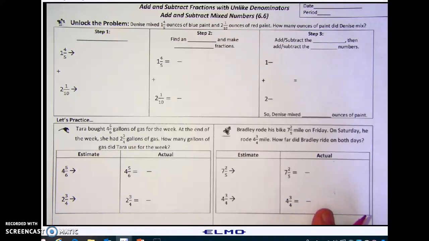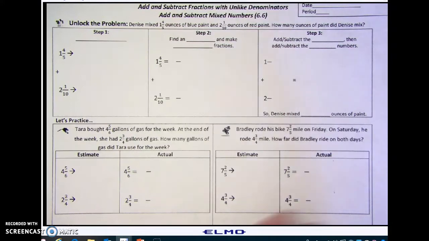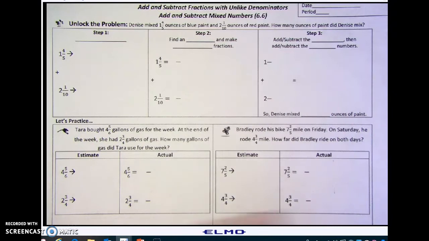All right, friends, here are our notes for this evening. Last night we talked about estimating. We talked about it also in class today. So I want to go over that again. And I want to work through how we add and subtract fractions with unlike denominators and adding, subtracting mixed numbers.